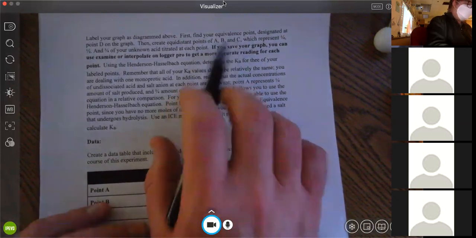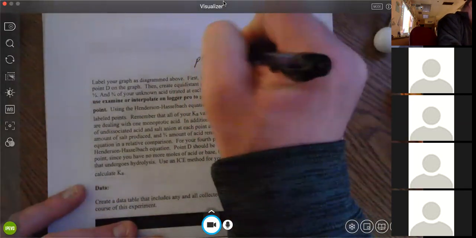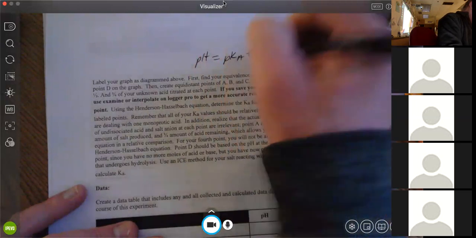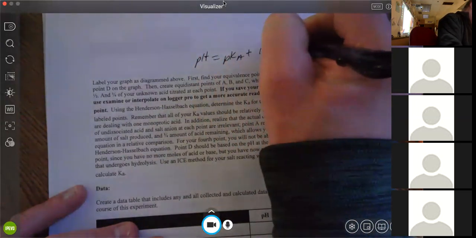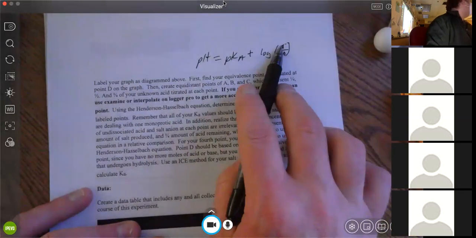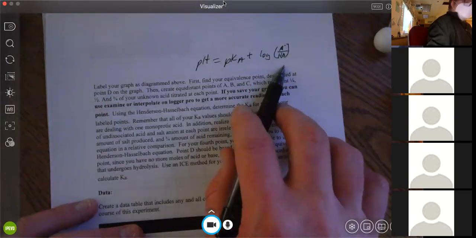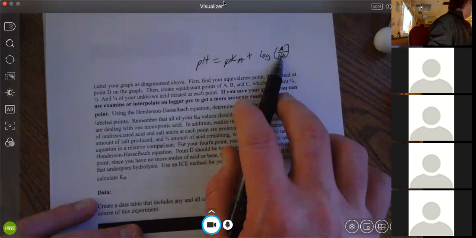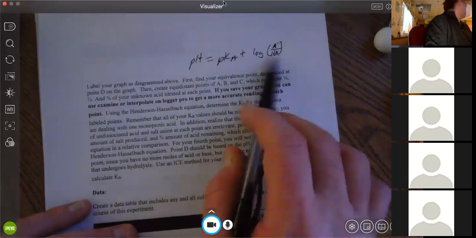Now, why do you need that? Well, because of your Henderson-Hasselbalch equation. You will basically put for A, 1/4 over 3/4. For B, 1/1. For C, 3/4 over 1/4. And then D, you can't really use this. You've got to use an ice table.